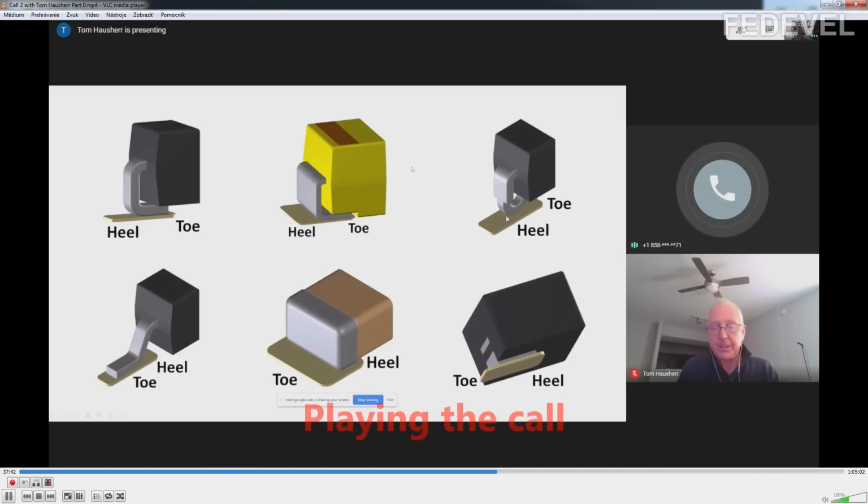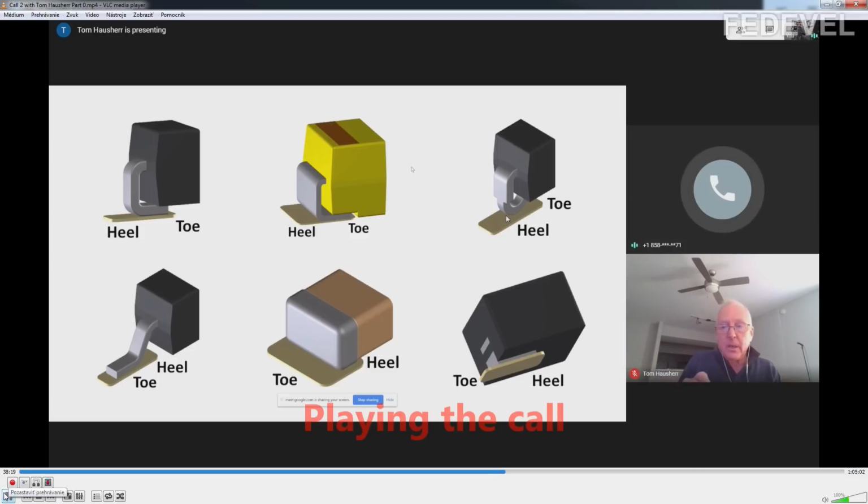Where we have these packages, in the beginning, I would say maybe 10 years ago, IPC said that all the toes are on the outside and all the heels are on the inside. Then somebody on the committee said, wait a minute, are you talking about the toe and the heel of a human foot? And they said, yeah, sort of, because where the lead comes out of the package is the knee, then you have the heel and then the toe. So IPC then changed some of the toes to be on the inside of the part.